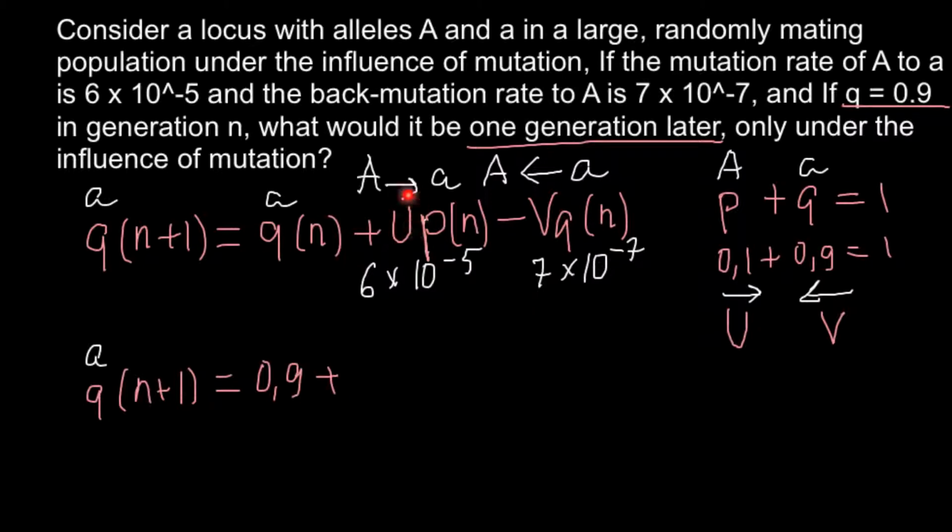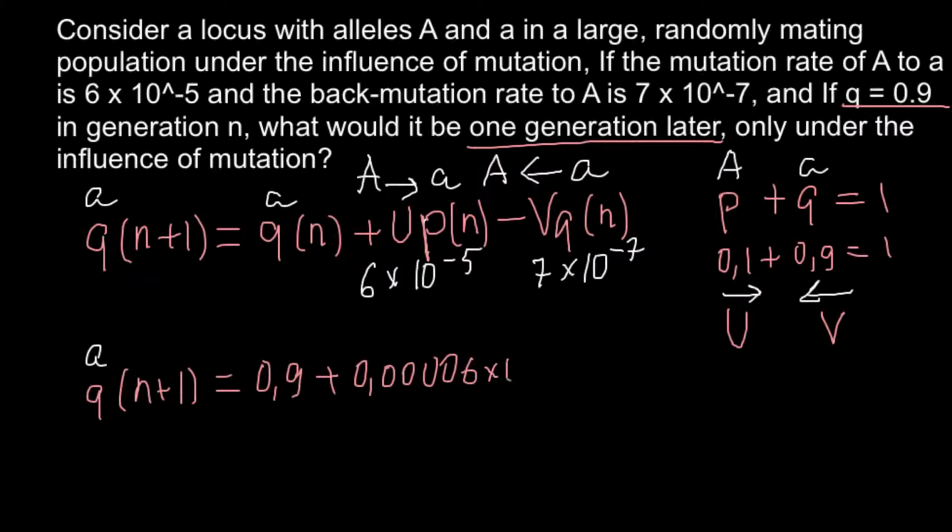U stands for the rate of mutation of the dominant allele into recessive, and this is a rate, so we can convert it into a decimal number. So this is going to be 0.00006, multiplied by the frequency of the dominant allele A, and this is going to be 0.1.